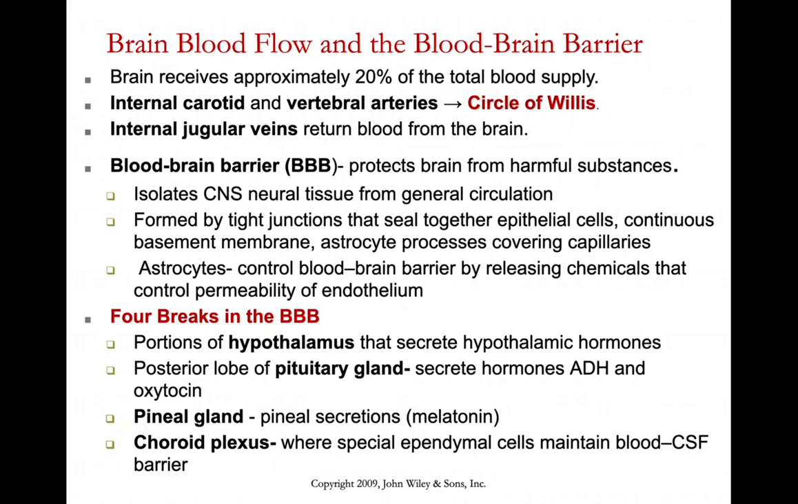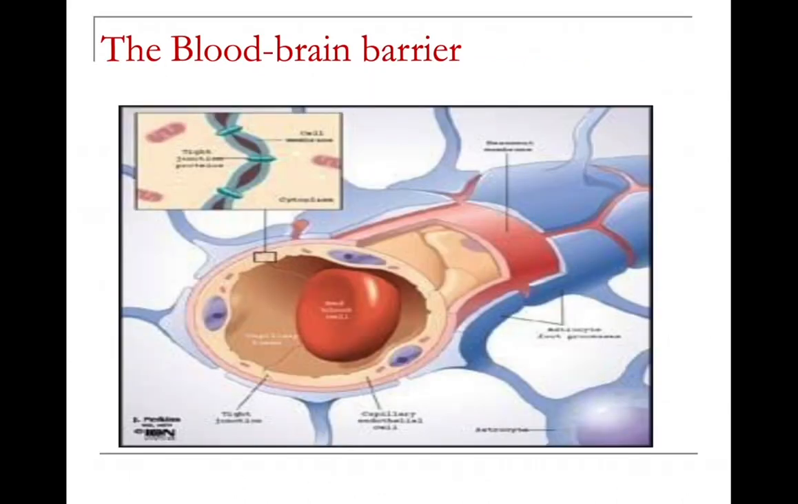So portions of the hypothalamus that secrete hypothalamic hormones. The posterior lobe of the pituitary gland, it's going to secrete the hormones ADH and oxytocin. The pineal gland that will have your pineal secretions like melatonin. And then the choroid plexus, where you have special ependymal cells that will maintain the blood CSF barrier.